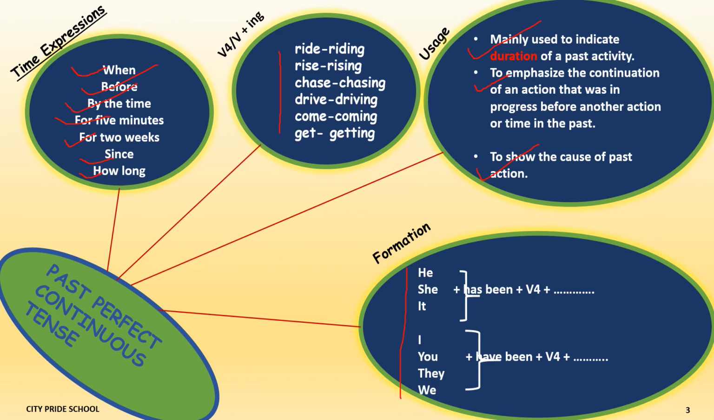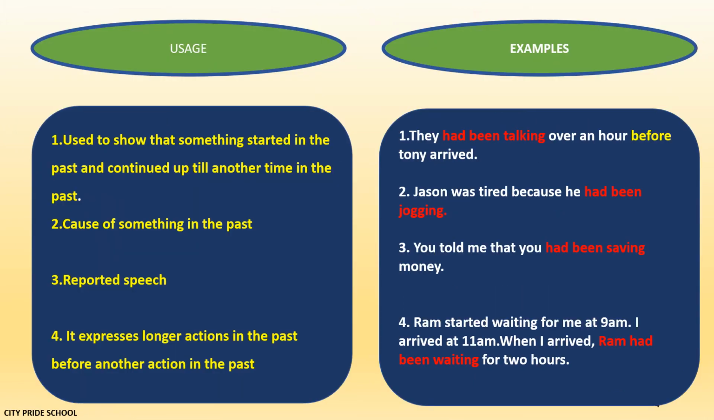So there is only one helping verb used along with been to form a sentence of past perfect continuous. Now, as far as usage is concerned, it is used to show that something started in the past and continued up till another time in the past. The example for this is, they had been talking for an hour before Tony arrived. So at the time Tony arrived, the talking had already gone on for an hour, but they continued to talk.